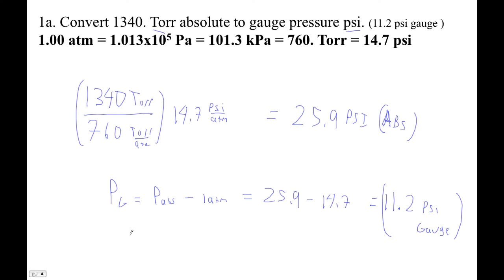The formula, and I'll put this on the assessments, the formula is, what is the formula? The formula is absolute pressure is gauge pressure plus 1 atmosphere. So the way this worked out using that is 25.9 is the gauge pressure plus 14.7, right? And then you can solve for the gauge pressure. Does that make sense? I hope it does.